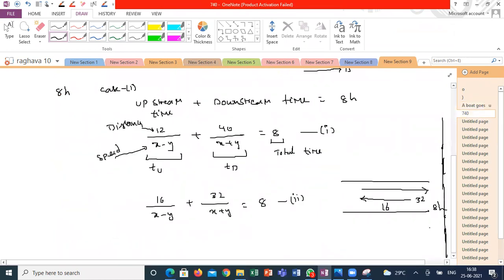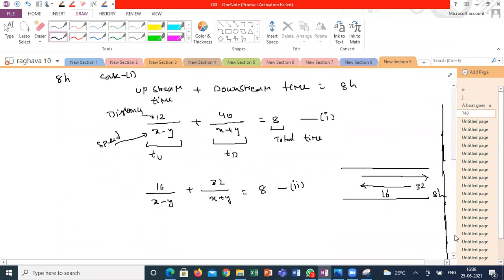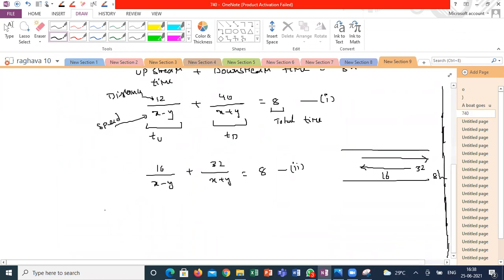Now, I am assuming this is not a standard linear equation, correct? So I am assuming x minus y is equal to a, and x plus y is equal to b. So my equations are 12a plus 40b is equal to 8, and 16a plus 32b is equal to 8. So how to solve these equations?